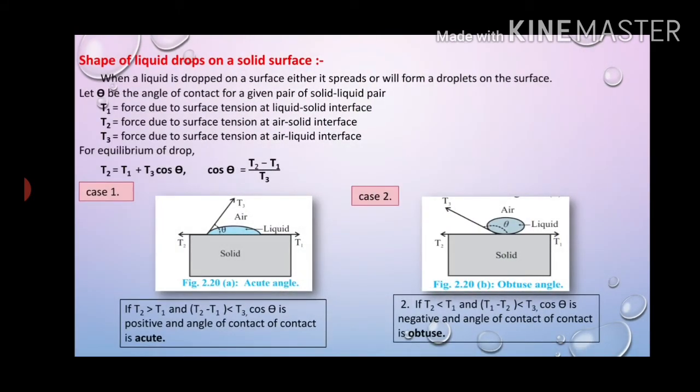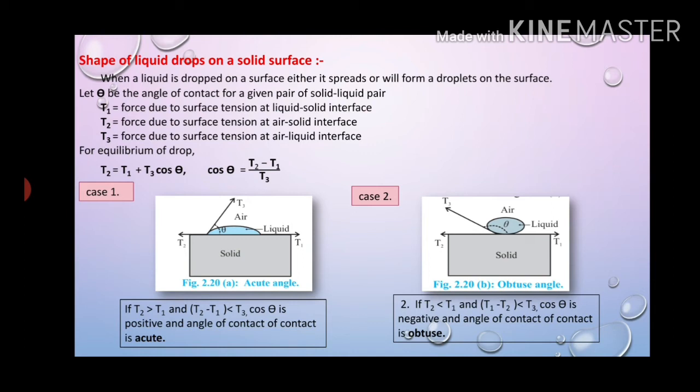Next is the shape of a liquid drop on a solid surface. When you drop any type of liquid on a surface, it will either spread on the surface or form small droplets on the surface. If you take mercury, it will form small beads on the surface, whereas kerosene will form a semicircle. You can see that in the diagram.